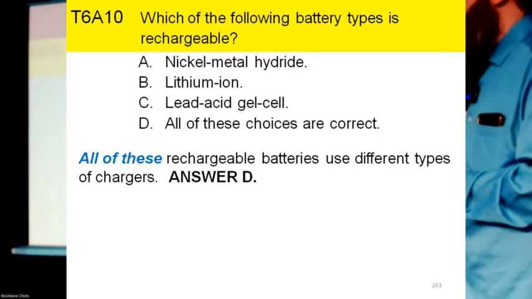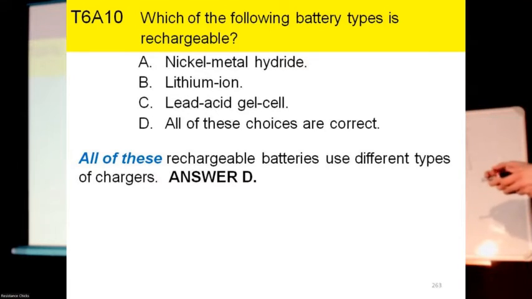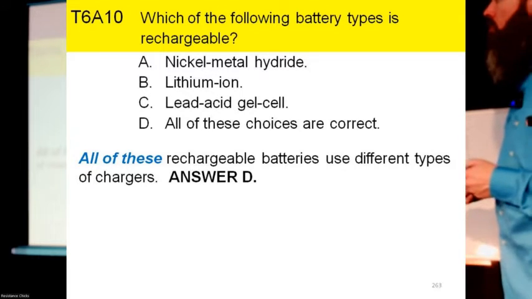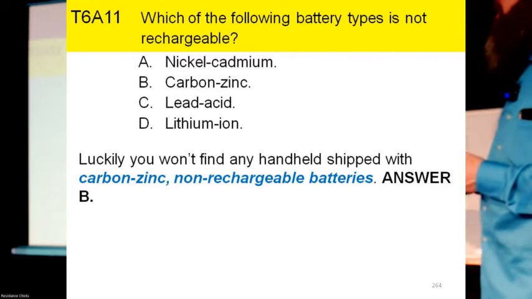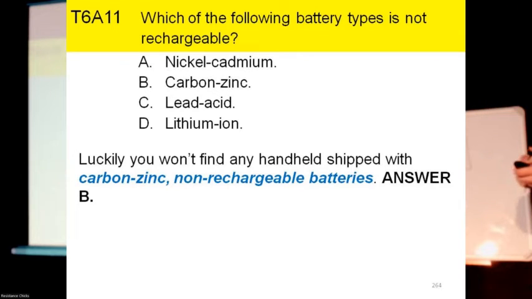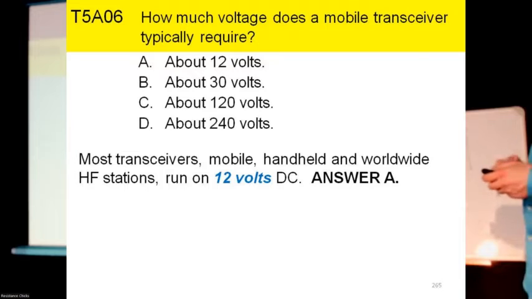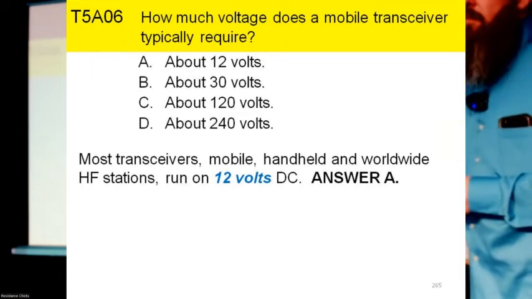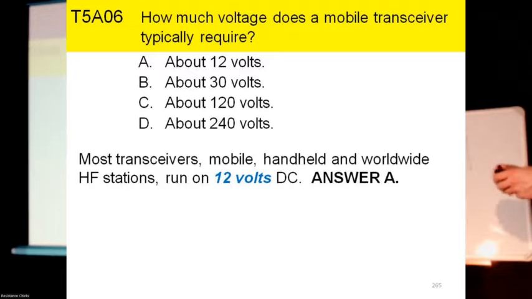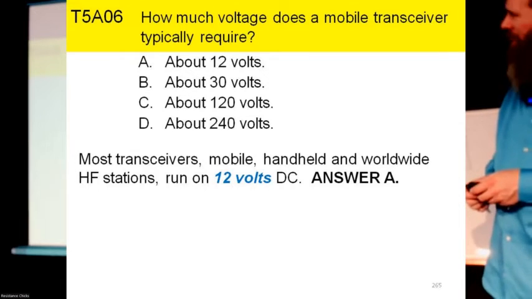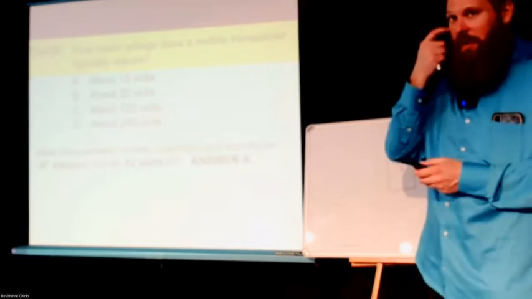Which of the following battery types is rechargeable? Answer is all the above. Which of the following battery types is not rechargeable? And it's carbon, zinc. How much voltage does a mobile transceiver typically require? 12 volts. Yep, you got a 12-volt battery in your car.